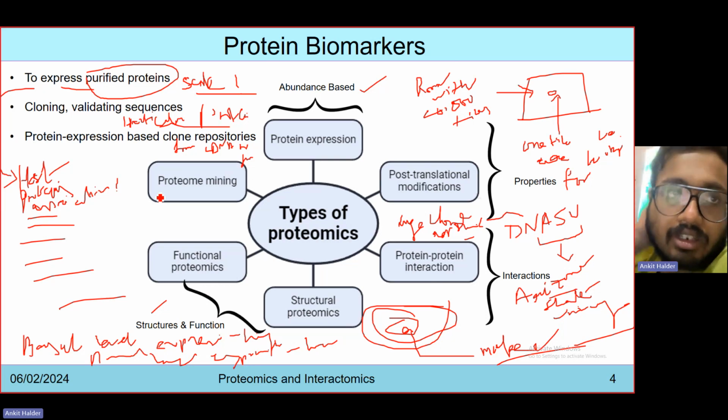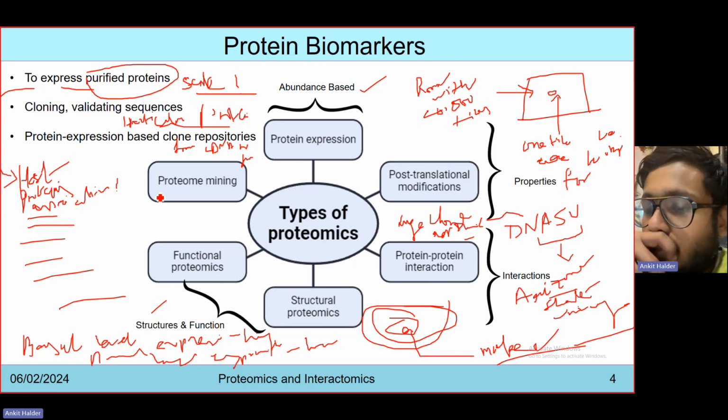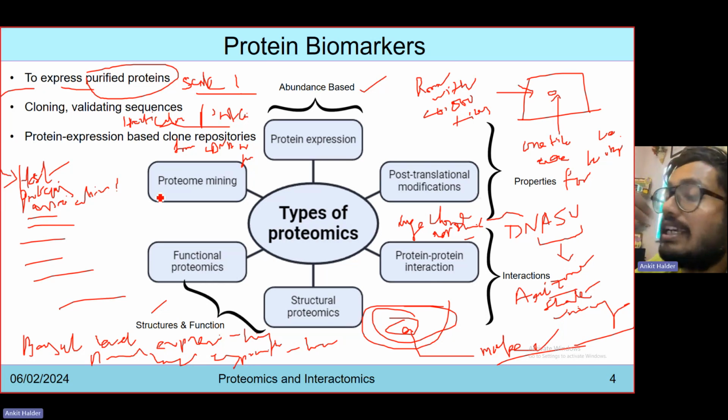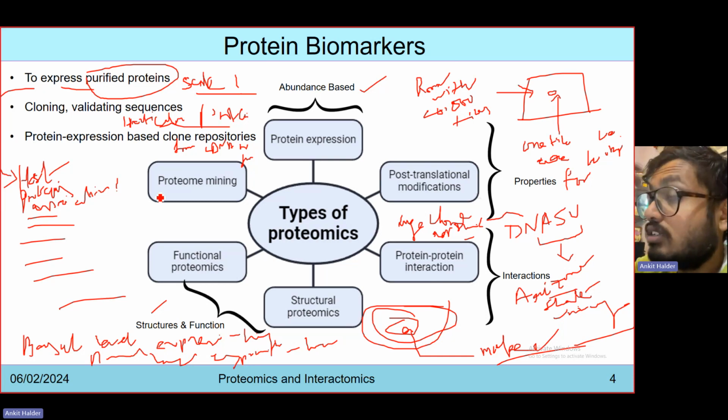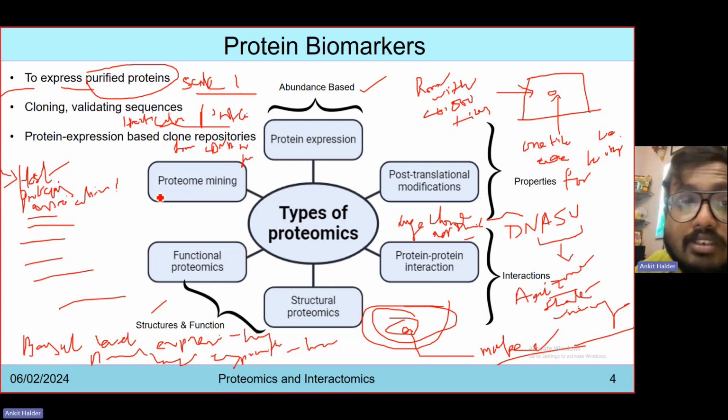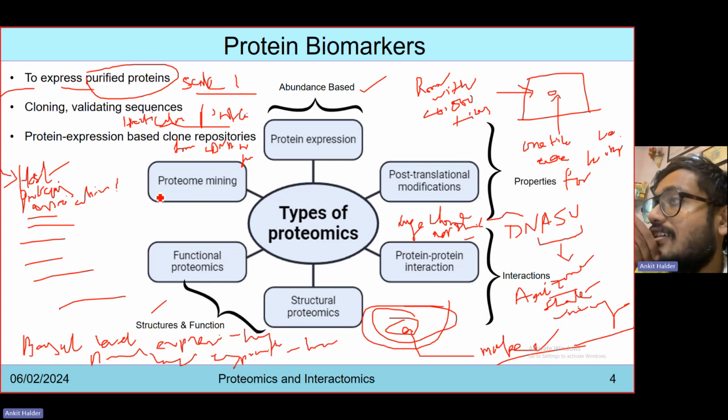Professor Laver in the DNSU has taken and verified all those sequences, and through different cloning systems has expressed those particular proteins, which gives the protein sequences that one can take forward and use for the expression of different proteins and for different applications. So this is one: to express the purified proteins, then the cloning, then validating the sequences.